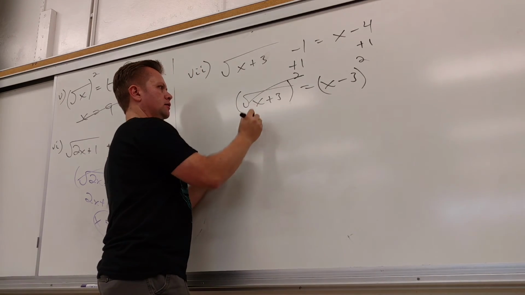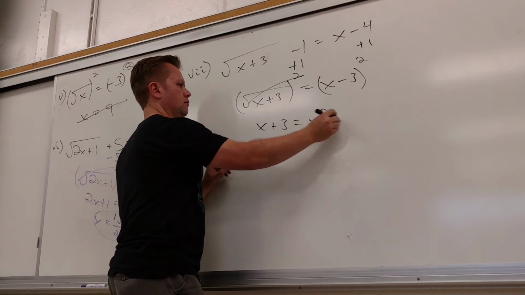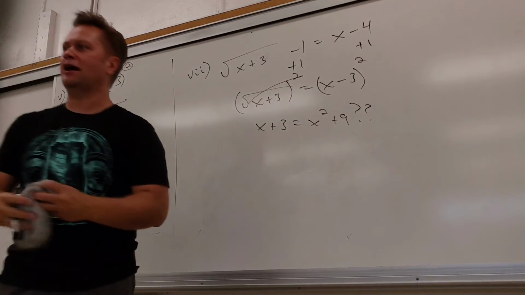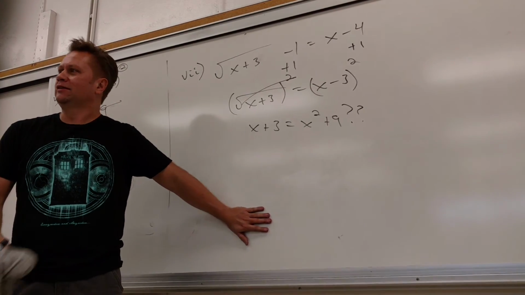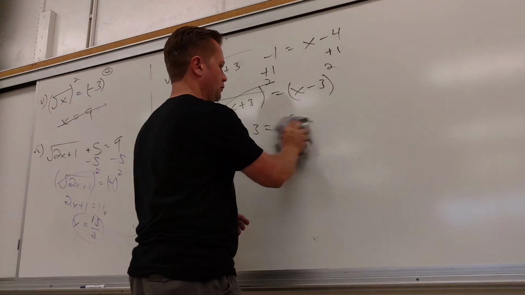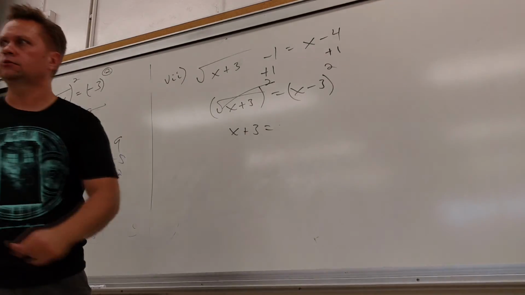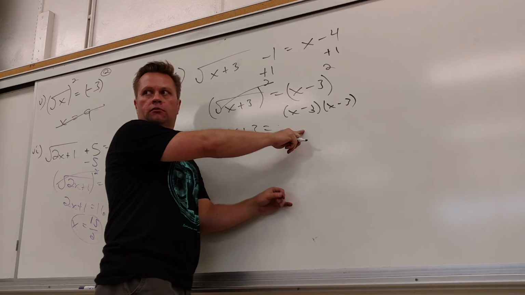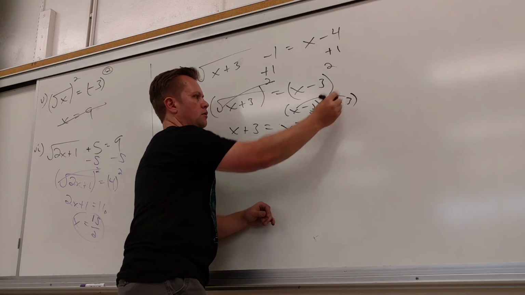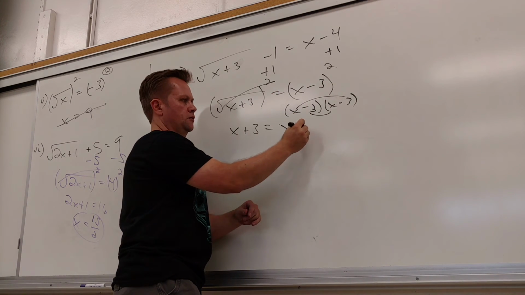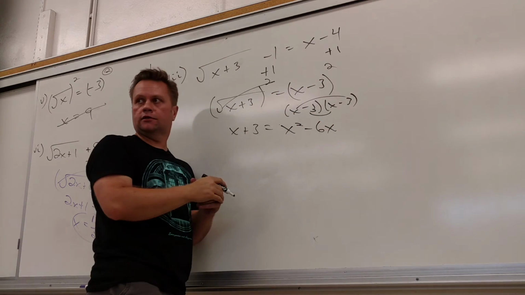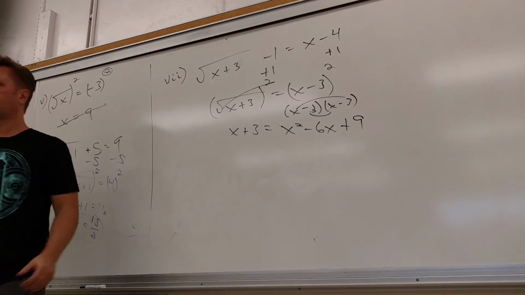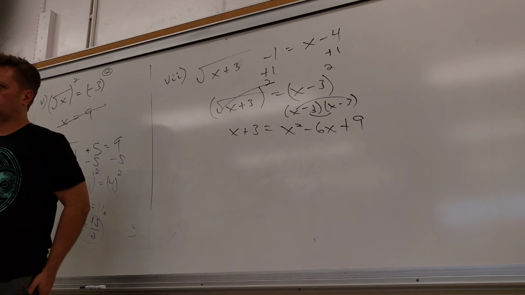Now please, dear God, this is where people give me this. Now if you gave me that right now, erase it and smile at me. What's wrong with that? How do you square x minus 3? The people that wrote that, they missed the middle term. So it's x squared minus 3x minus 3x, minus 6x plus 9. There you go. Don't forget how to FOIL all of a sudden. Right?